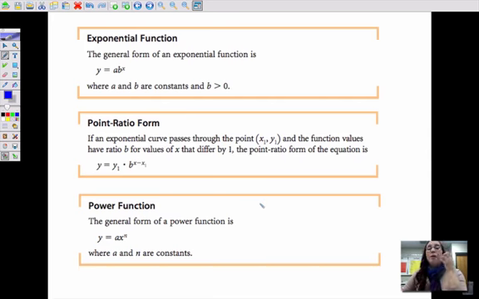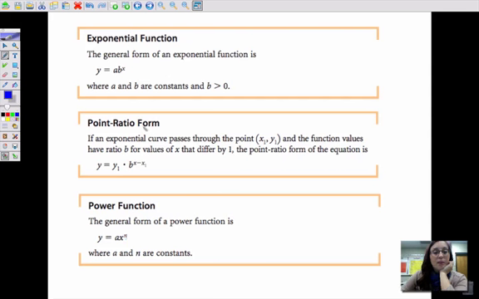And then a power function, in contrast, is where maybe the coefficient and the variable are constants, but the base or the growth rate is a variable. And I'm going to show you here in a little bit kind of what the difference is between those two. But basically that's the difference here.